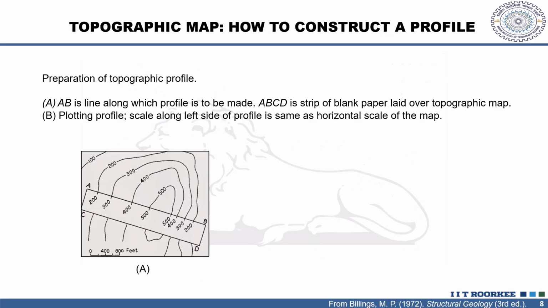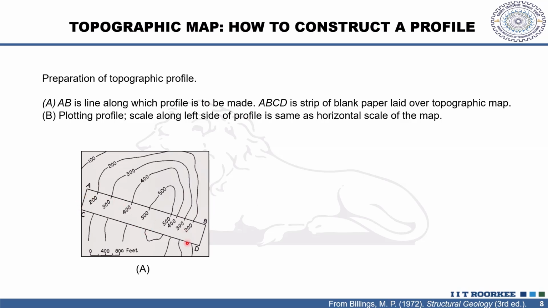Next, the topographic map and how to actually construct a profile. Here we have a diagram from Billings illustrating how to make a topographic profile. Suppose we want a cross section of the terrain along line A and B on the map.